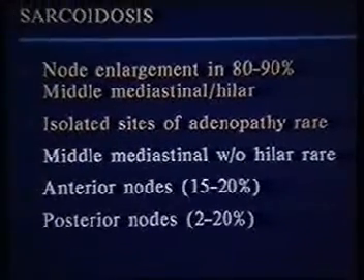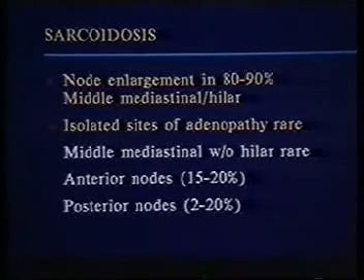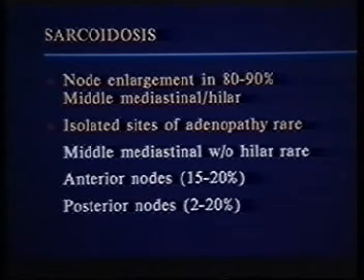Regarding sarcoid, there are just a couple points I'd like to make. Everyone's familiar with this disease. First of all, node enlargement is extraordinarily common in patients who have sarcoid and is present in about 80 or 90% of patients. The adenopathy is typically middle mediastinal and or hilar. Isolated sites of adenopathy in a patient with sarcoid are rare. Middle mediastinal lymphadenopathy without hilar involvement is a rare finding. If you see mediastinal adenopathy and the hila are normal, you should think of something other than sarcoid.